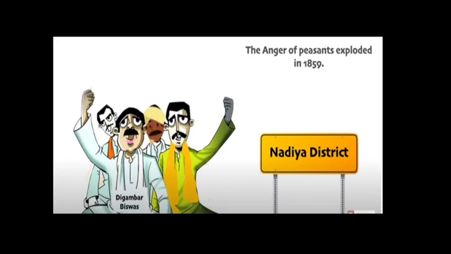And so an angry revolt came out. It happened in the place of Nadia, and in 1859 the angry peasants protested and revolted against the British. The British were at first very relaxed about it, but when this incident took place, they were not able to sit quietly. They had to counterattack, and they shifted their main focus of indigo cultivation from Bengal to Bihar. That was how it happened.